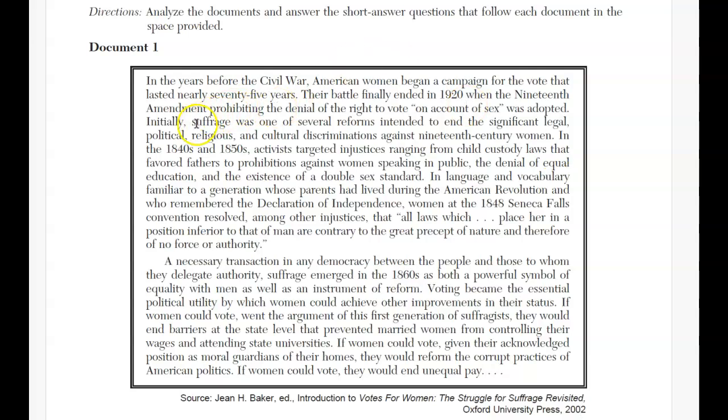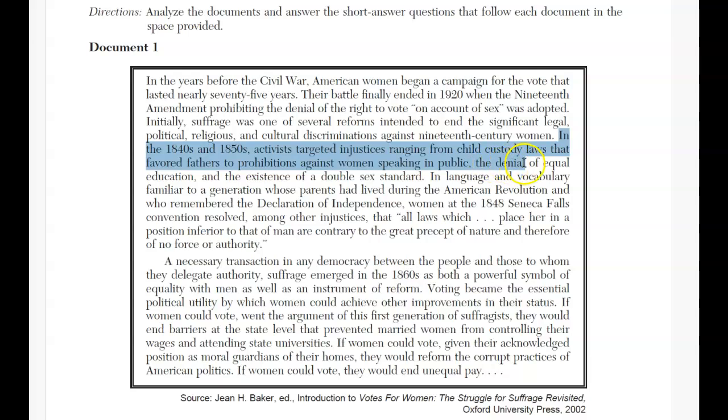Initially, suffrage was one of several reforms intended to end the significant legal, political, religious, and cultural discriminations against 19th century women. In the 1840s and 50s, activists targeted injustices, ranging from child custody laws that favored fathers to prohibitions against women speaking in public.